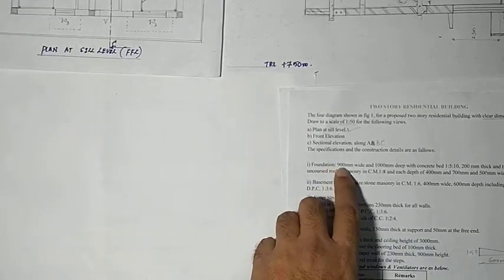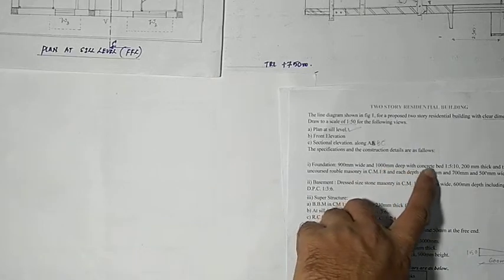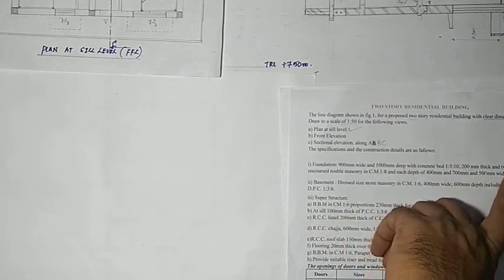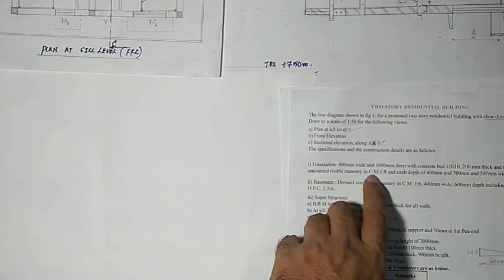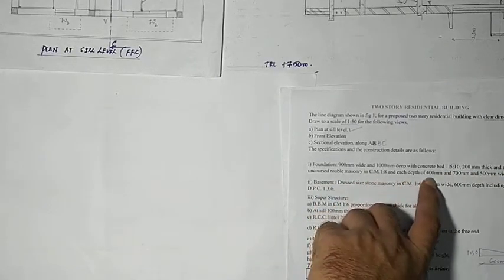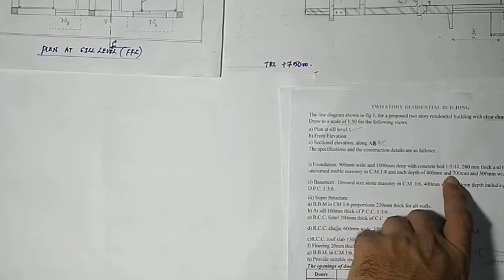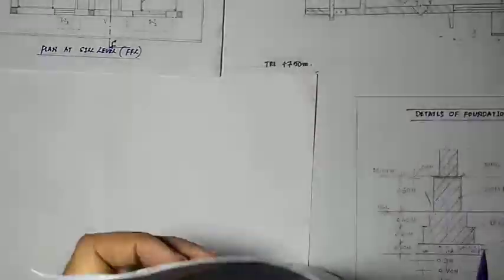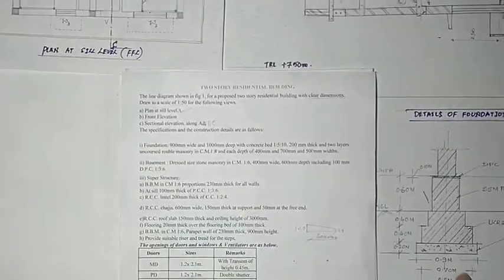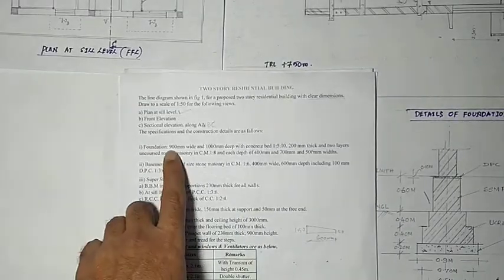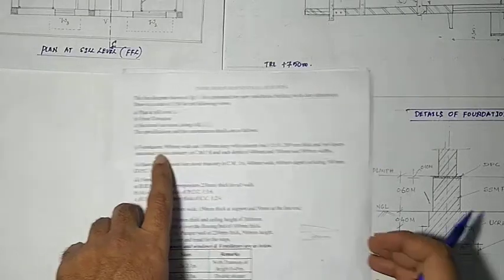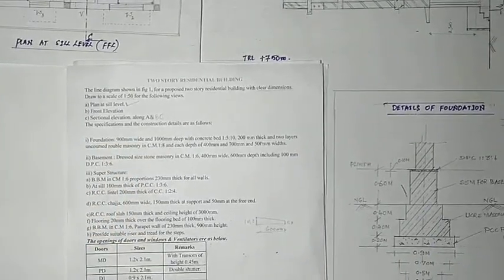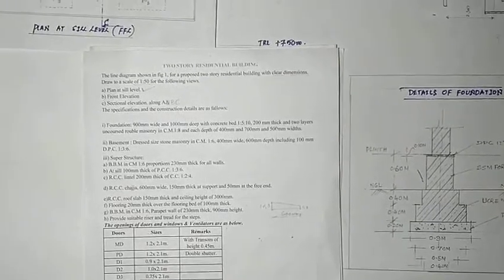Foundation of 900 mm wide and 1000 mm deep with concrete bed 1:5:10, 200 mm thick, and 2 layers of uncoursed rubble masonry in cement mortar 1:8, each depth of 400 mm, and 700 mm and 500 mm widths. So you see here I am just transferring these words into data. So here foundation of size 900 mm width, 900 mm width you can see here. So I have written in meters.